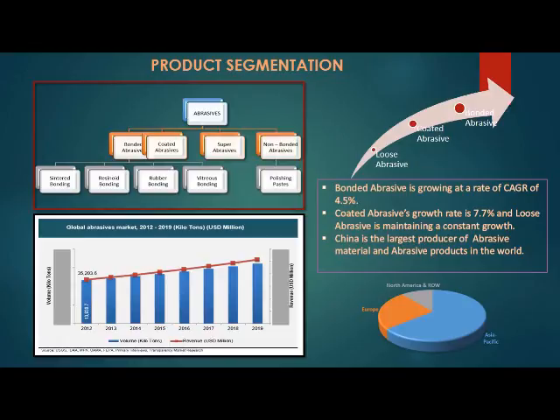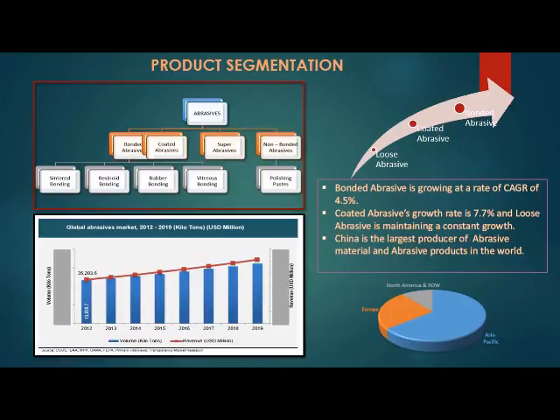Asia Pacific represents the largest and the fastest growing market for the abrasive industry, and China is considered the largest producer of abrasive materials and abrasive products in the world. The burgeoning demand for various types of abrasives for transportation, building and construction and other durable goods industry is expected to drive the Asia Pacific abrasive market in the near future.